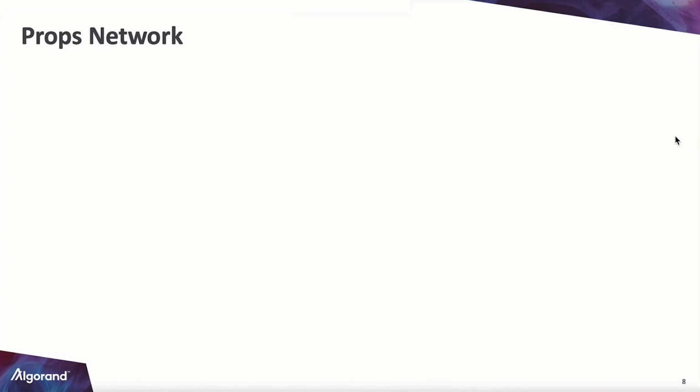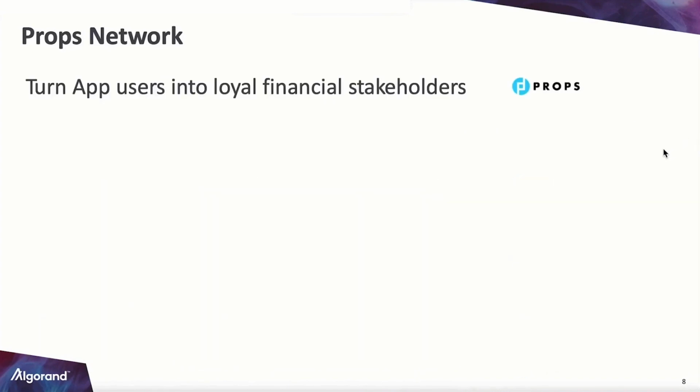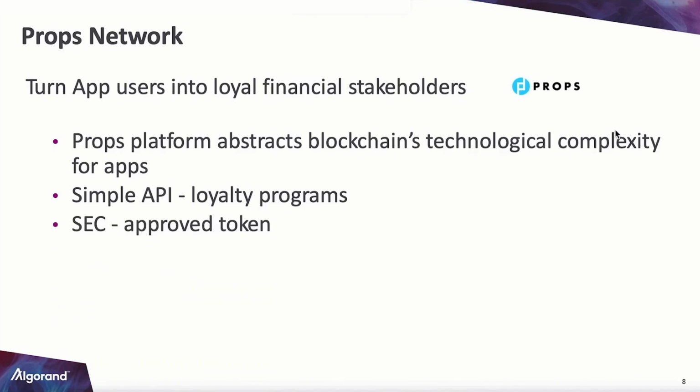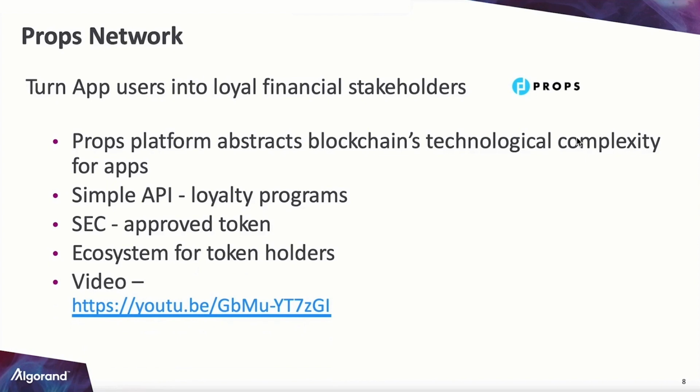So blockchain use cases. The first one I want to talk about here is the Props network. It turns app users into loyal financial stakeholders. It's a reward system, right? The Props platform abstracts blockchain technology complexity for apps. So they have widgets you can incorporate into your applications and websites. It's a very simple API for loyalty programs. And it's an SEC approved token that they have. The token is something you create with the blockchain. ASAs is another name for them. And an ecosystem for token holders is what they provide. And there is a video on that available if you want to see more information on that as well.